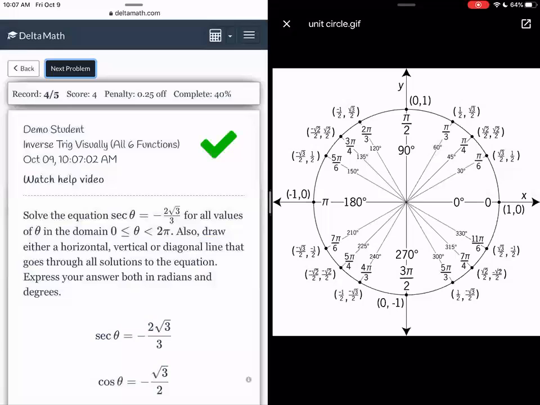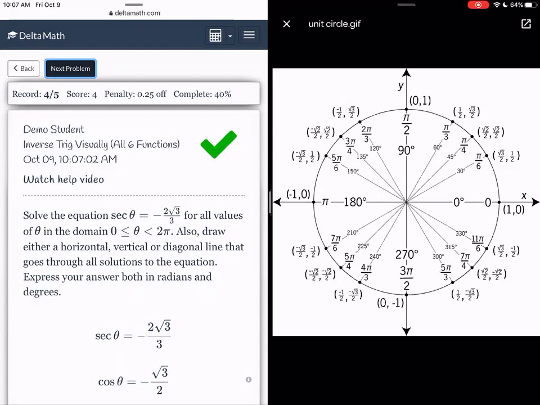All right, what time is it? 10:07. Wait, what? Oh yeah, okay. I forgot. Do you guys want to do one more, perhaps? I'm just gonna do one more, just in case.